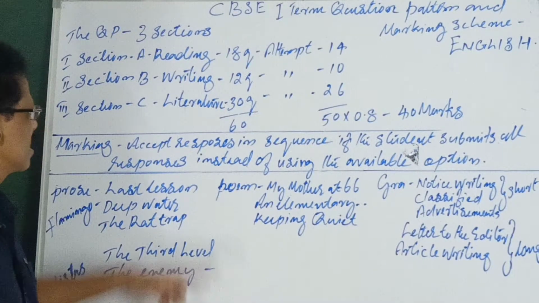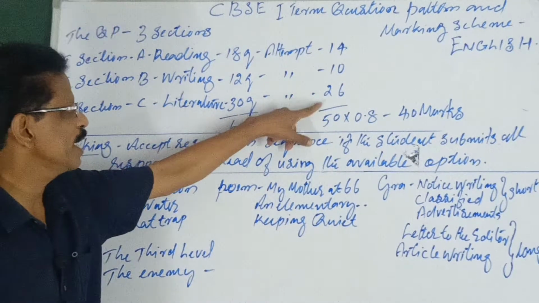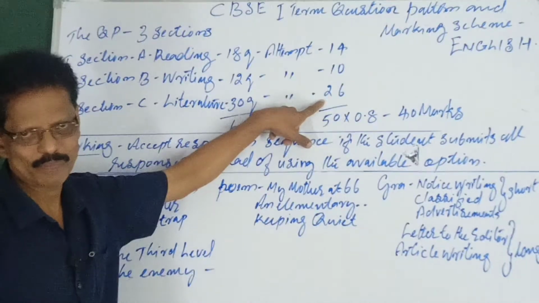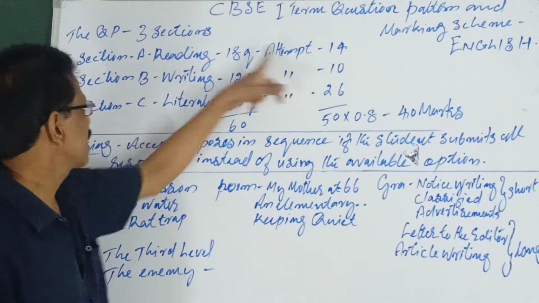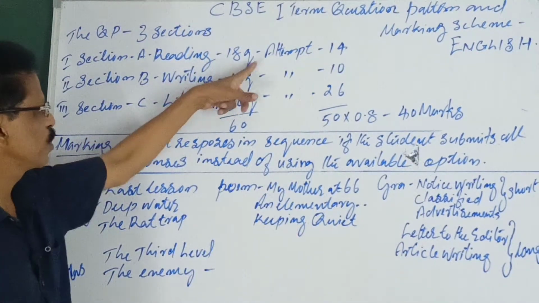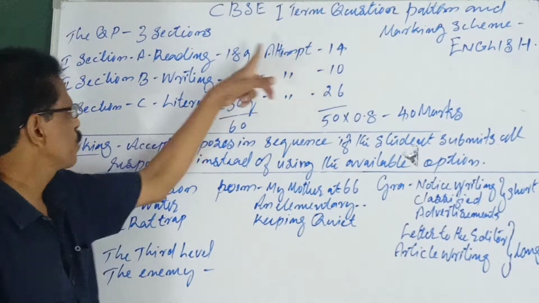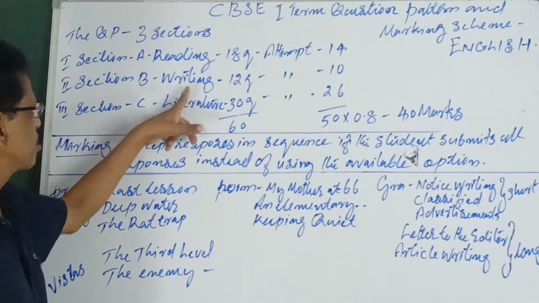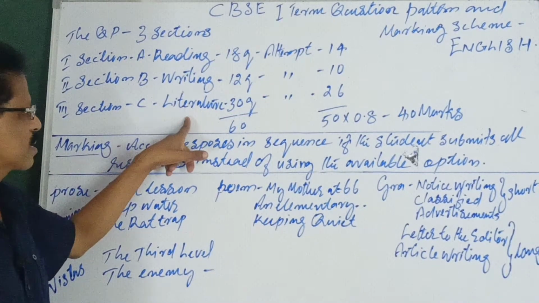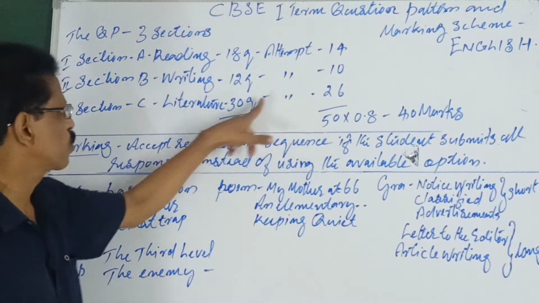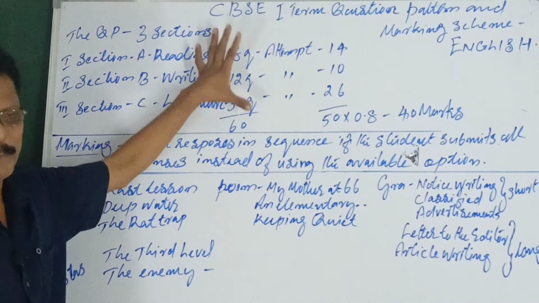Together in literature you get 30 questions, you need to answer only 26. I hope it is clear to you. Understand it clearly. Reading section, you need to answer 14 out of 18. Writing section, you need to answer 10 out of 12. Literature part, you need to answer 26 out of 30 questions. That is the exam pattern.